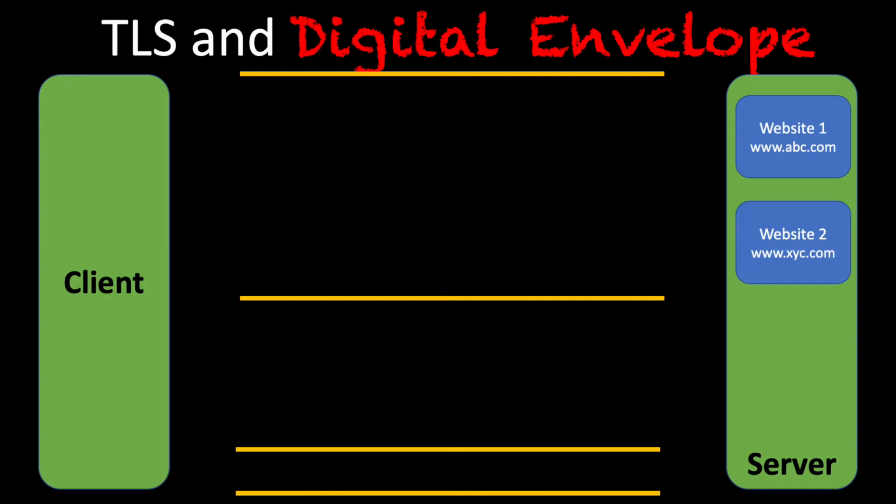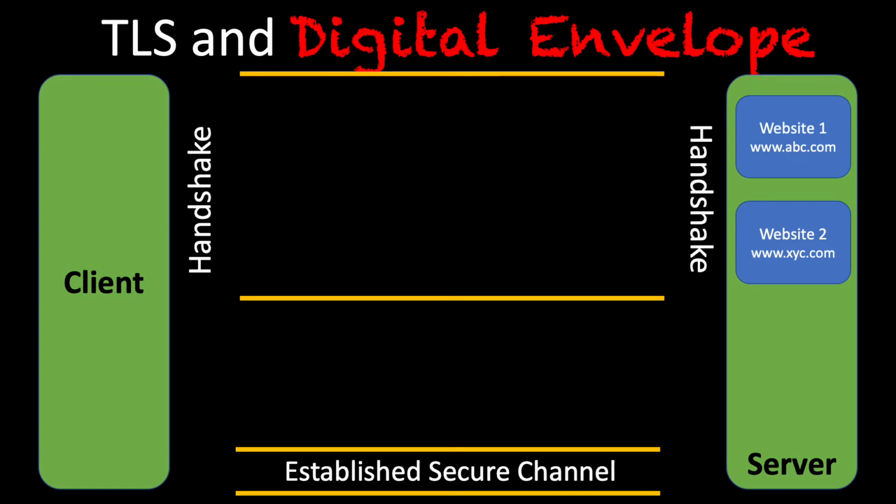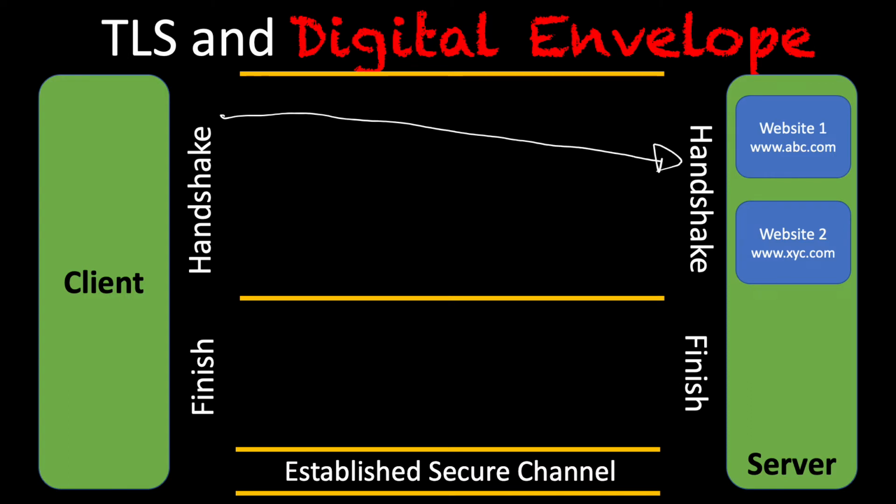If you think about it, let's look at our TLS session that we've been looking at in our previous modules. We have our client on the left-hand side and our server, which in this instance is hosting multiple websites. From our previous sessions, the TLS session has the handshake part, the finish part, and the established secure channel at the bottom. The client sends the hello packet offering the cipher suites it can do, and then the server selects the specific cipher suite and also sends its certificate back.